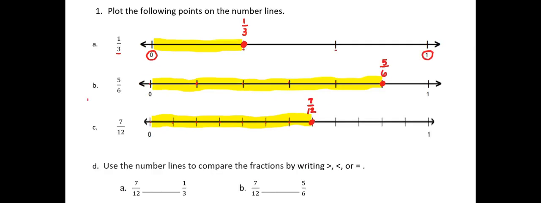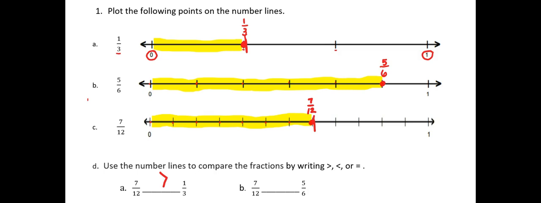Now I can use these number lines to make my comparisons. The first comparison is 7/12 as it's compared to 1/3. So you can see that the 1/3 stops at this point on the number line. 7/12 is farther along the number line than the 1/3. Or another way to look at it is 7/12 is farther away from 0 than the 1/3. That tells us that 7/12 is greater than 1/3. The farther we get away from the 0 on the right-hand side, the bigger the fraction.